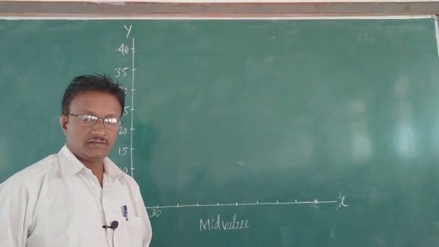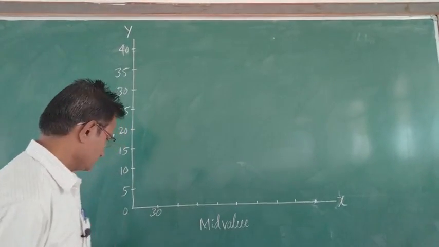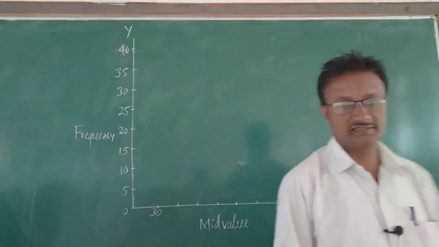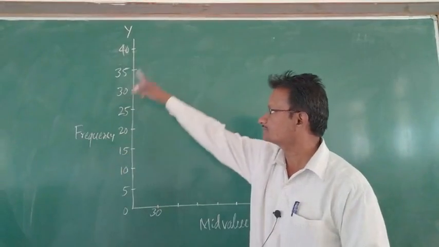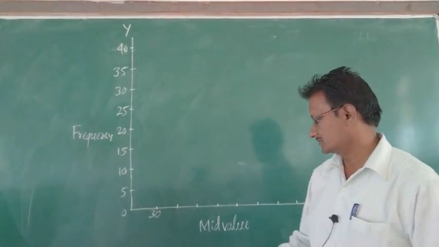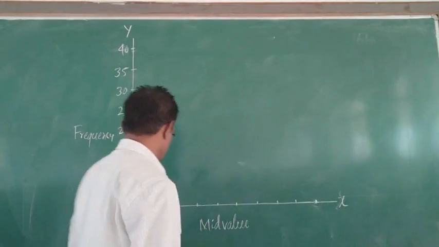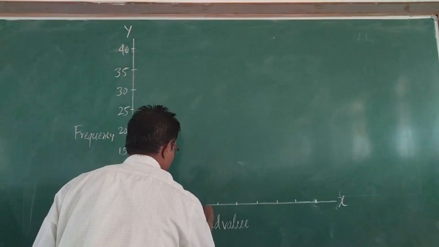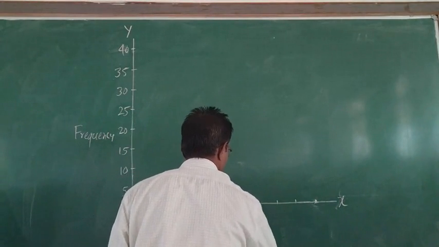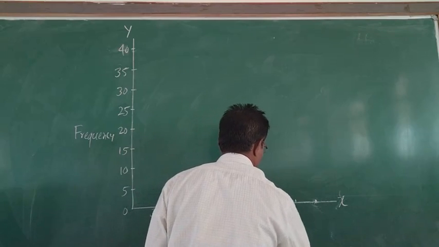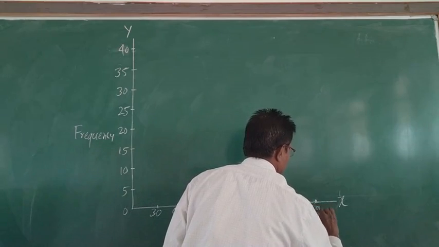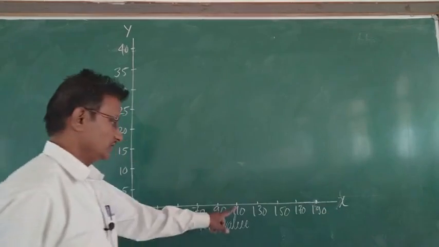For construction of the frequency polygon, take the mid values along the x axis and frequencies along the y axis. So here mid values are 30, 50, 70, 90, 110, 130, 150, 170, 190. These are the mid values.